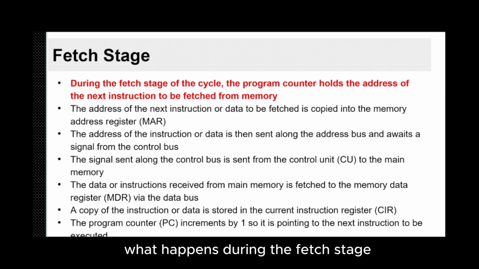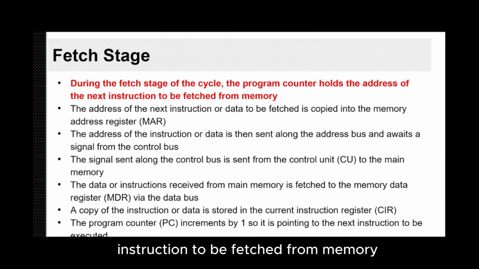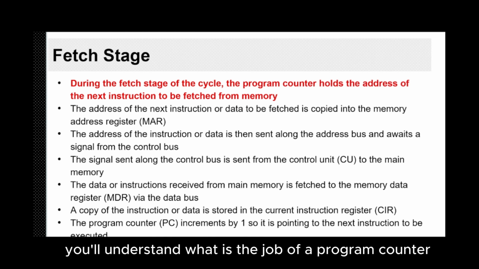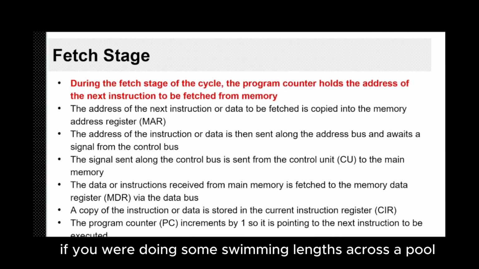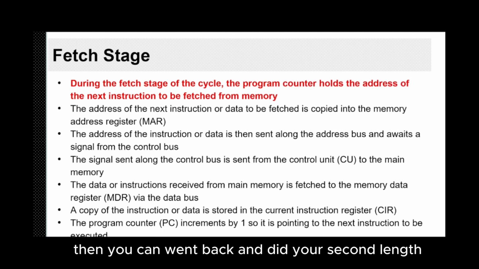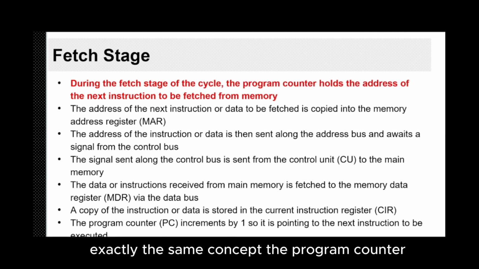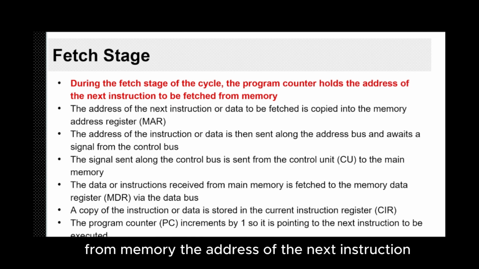So what happens during the fetch stage? The program counter holds the address of the next instruction to be fetched from memory. When we look at this in detail, you'll understand the job of a program counter. Just imagine a program counter being like if you were doing swimming lengths across a pool, and you had a little counter in your hand and you did your first length, then you went back and did your second length. Exactly the same concept. The program counter holds the address of the next instruction to be fetched from memory.